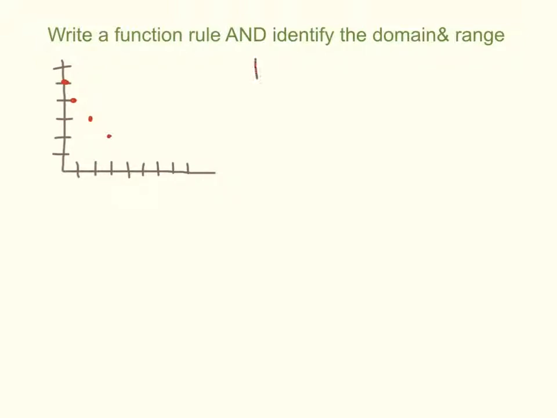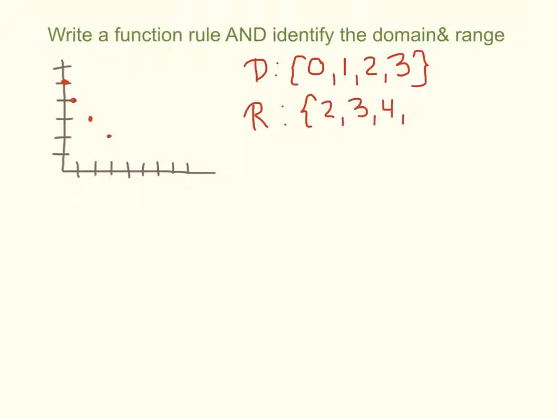I'm going to identify the domain. Remember, the domain are all the x values. So I want all the x values of these points that are plotted. I have an x at 0, I have one at 1, 2, and 3. So that's my domain. I'm going to go ahead and find my range. My range, if you notice, are my y values. My smallest y value, we have 2, 3, 4, and 5. Okay?